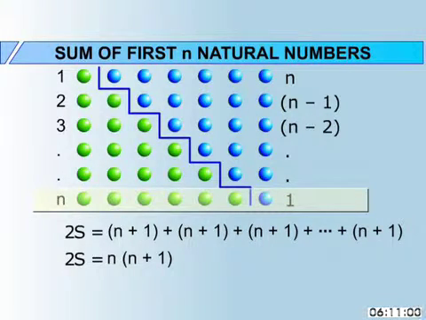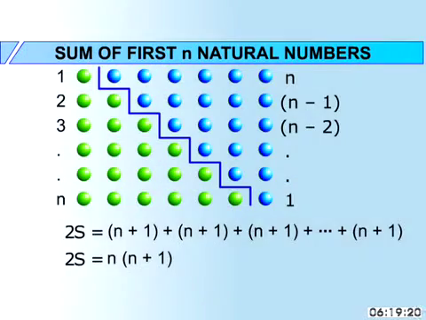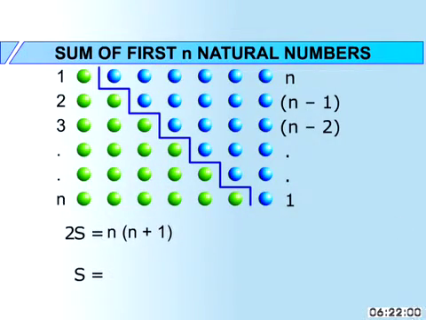That is, for n natural numbers, 2 into s will be equal to n into n plus 1. Sum of first n natural numbers is equal to n into n plus 1 whole divided by 2.